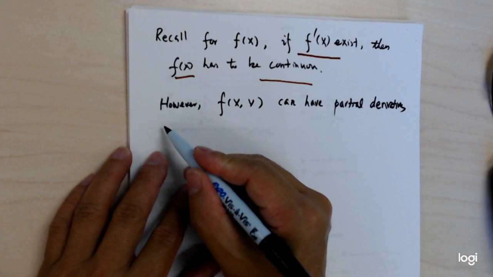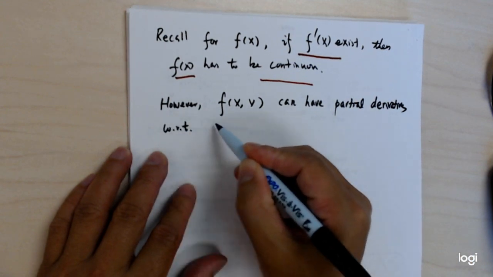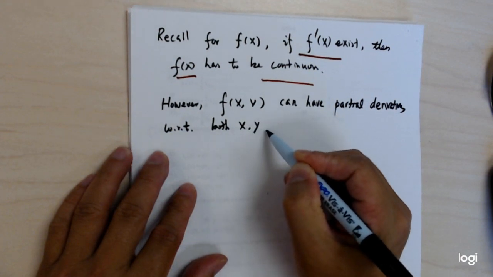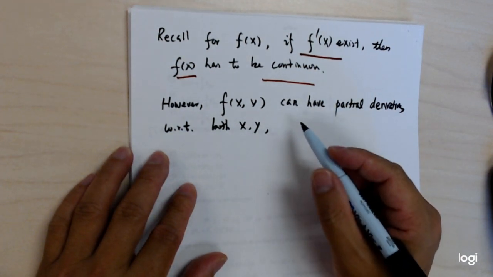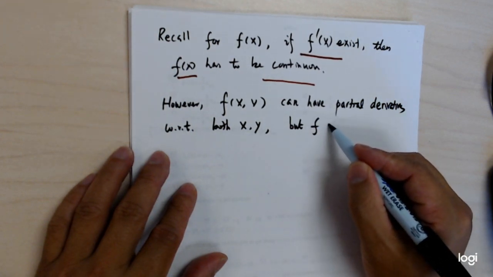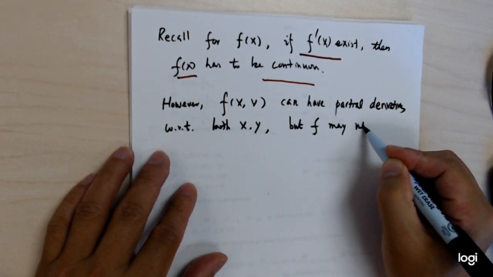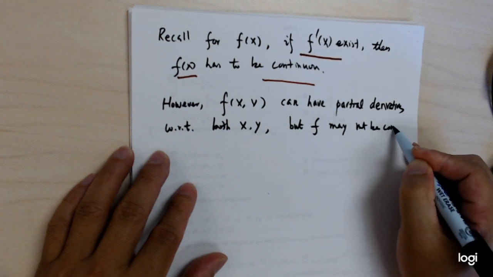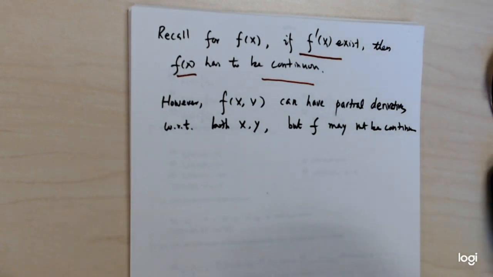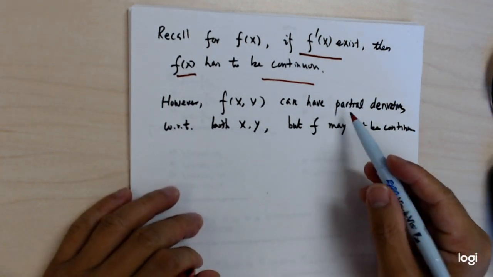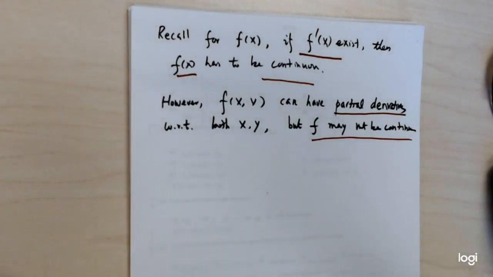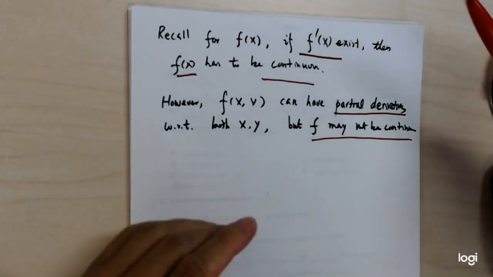Partial derivatives with respect to both those two variables, but f may not be continuous. So that's a huge difference here. And it's hard for us to picture this.